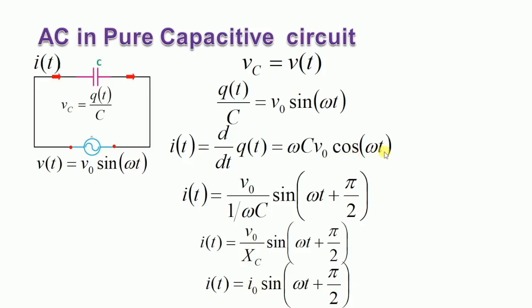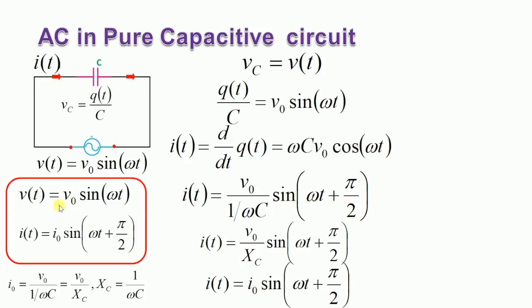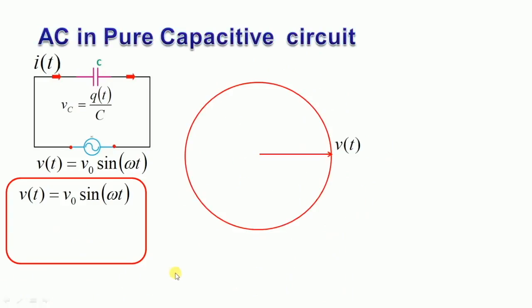and cos of omega t we can write as sin of omega t plus pi by 2, so that we can have a wonderful comparison, with voltage and current together in the same form, except that the current is ahead of voltage by pi by 2. So I0 is equal to V0 upon 1 by omega C, where Xc is 1 by omega C.